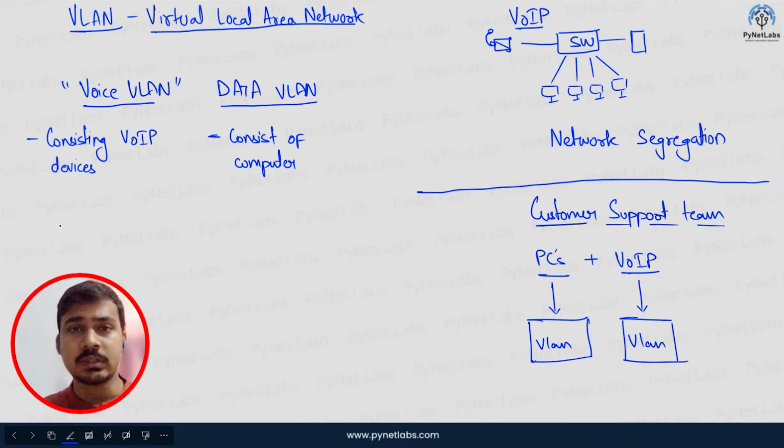So VLAN helps us in prioritizing network. You are separating the voice data from your computer data so that you can process it faster, and so that you can send it to the destination way faster than your normal data.